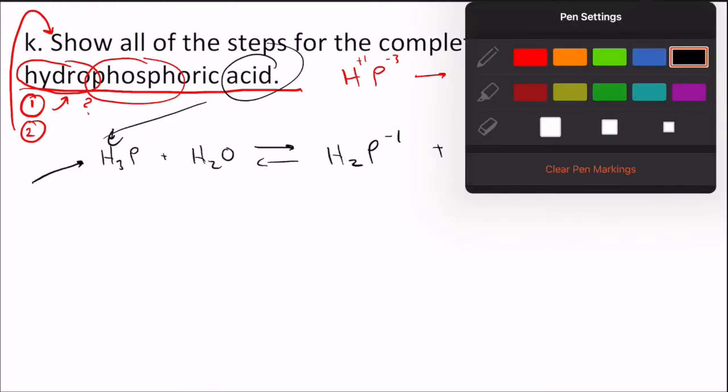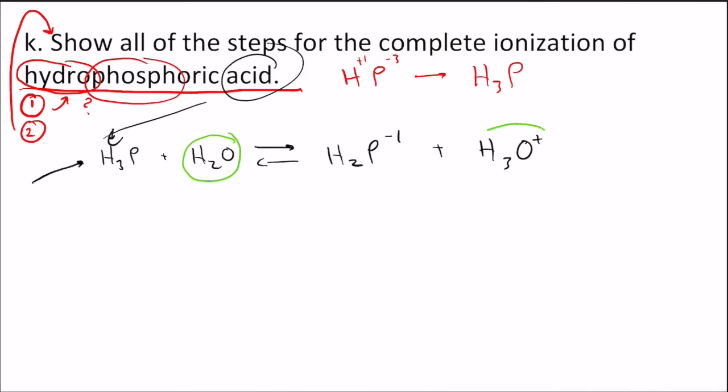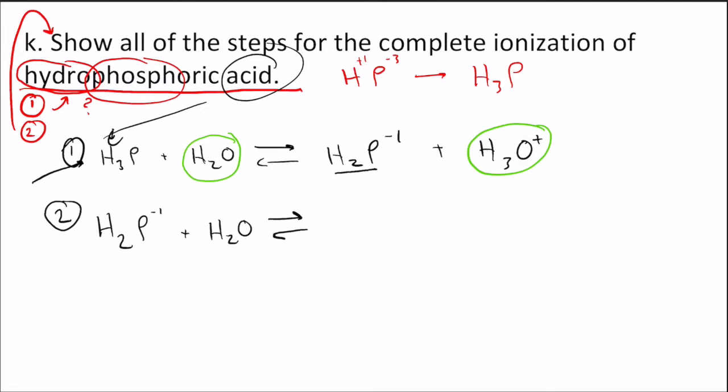And these are pretty much constants throughout these kind of problems. You're always going to have the water on the reactant side, and the H3O plus is always going to be on the product side. All right, let's start with the second one now. So here we put H2P -1, because that's what we had over here, plus a new water molecule. That's not a strong acid, so we use the double-headed arrows. And now it's going to lose another H plus, so it's going to go down to just HP. It lost another H plus, so this is going to become -2, and then plus H3O plus.